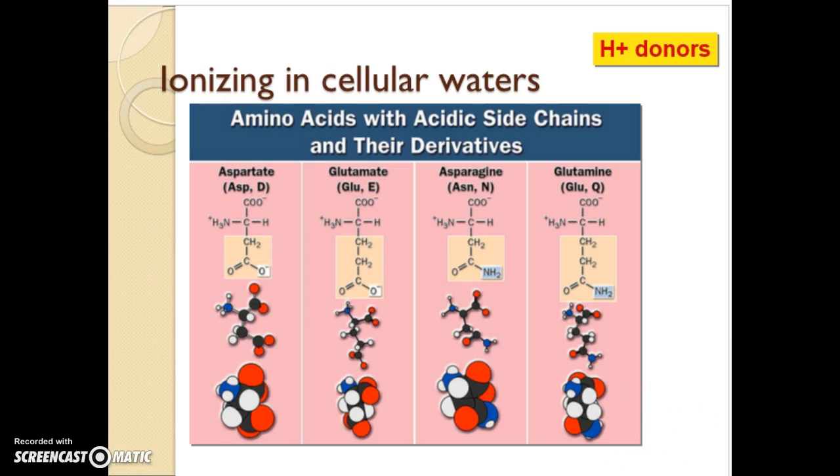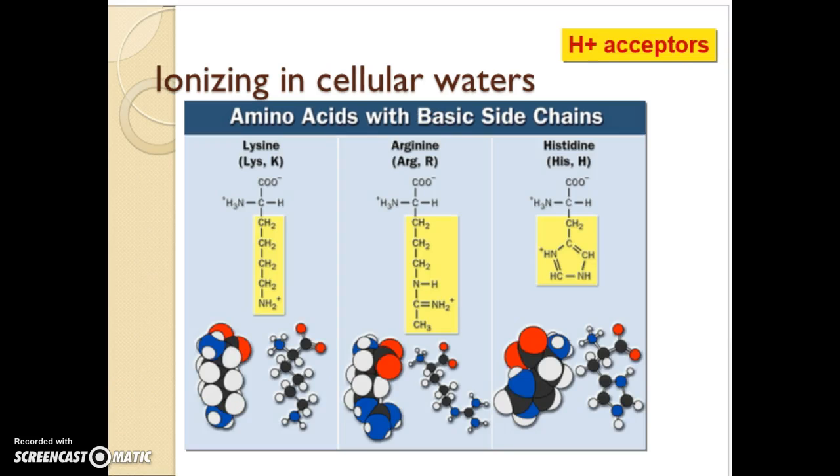Some acidic R groups have a negative charge due to the presence of a carboxyl group. So you can see the presence of the carboxyl group here. And these R groups have a positive charge because they are, again, proton acceptors. And you can see the presence of the amino groups there.